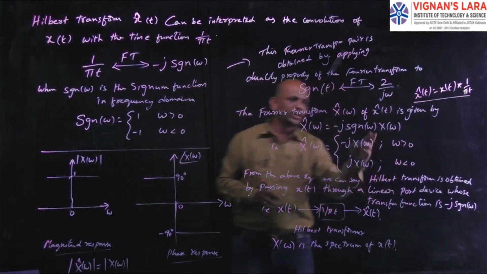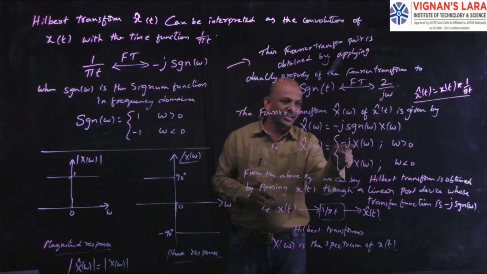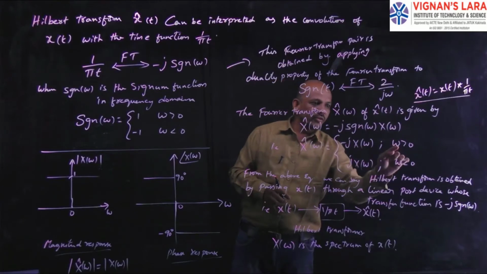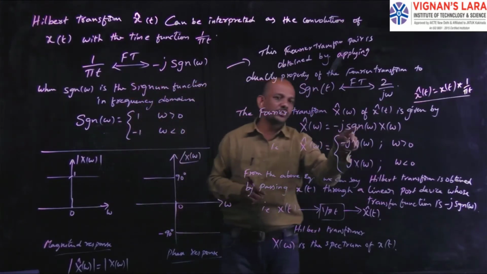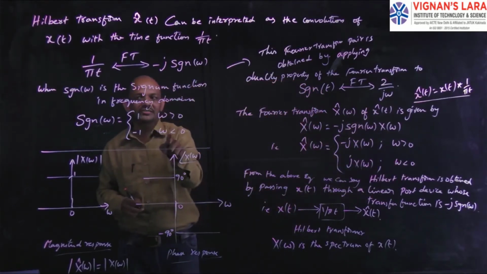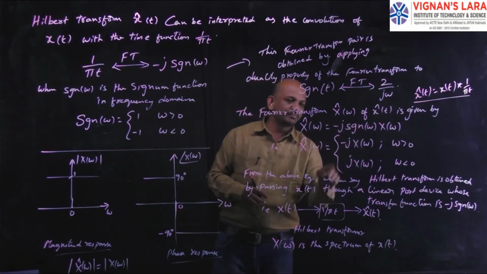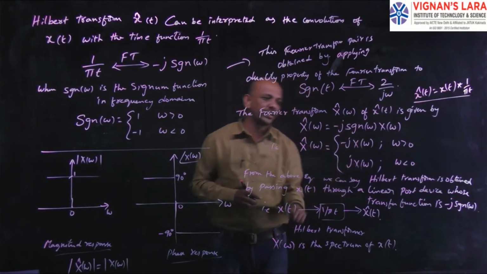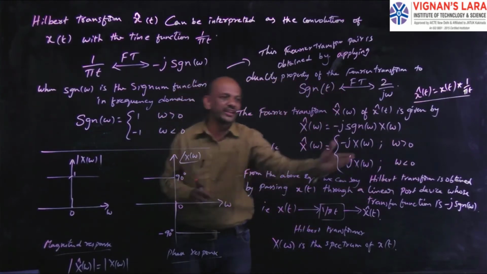greater than 0, that value will become minus j X of omega. Why? Because for omega greater than 0, Sgn of omega is 1. So here we have to write 1. That is minus j X of omega. For omega less than 0, the Sgn of omega is minus 1. So minus of minus is plus, that is j X of omega, for omega less than 0. Simply by using this, I can get this one.